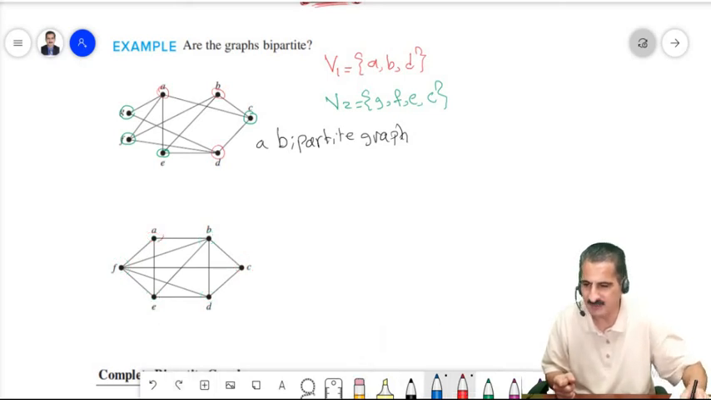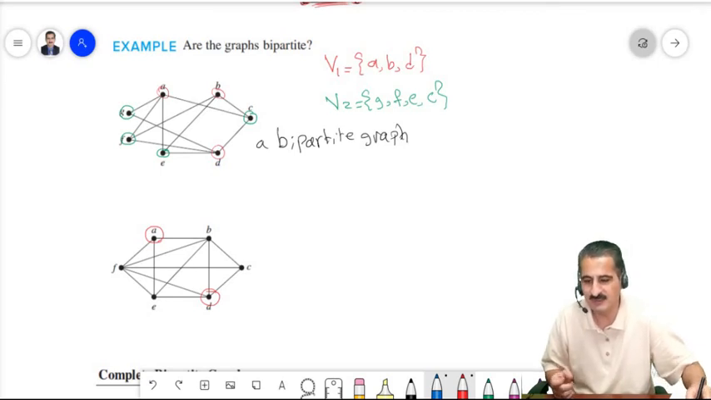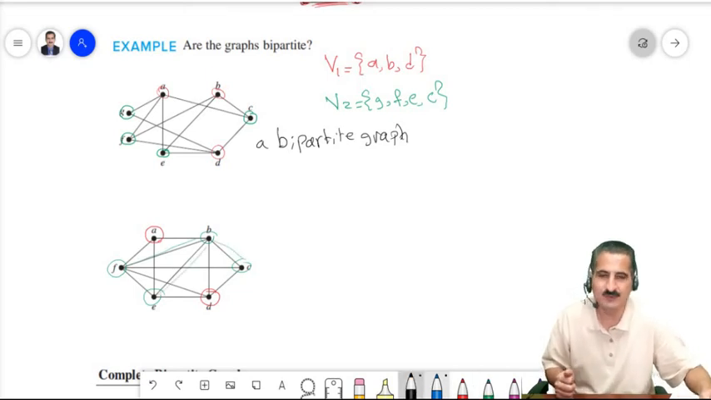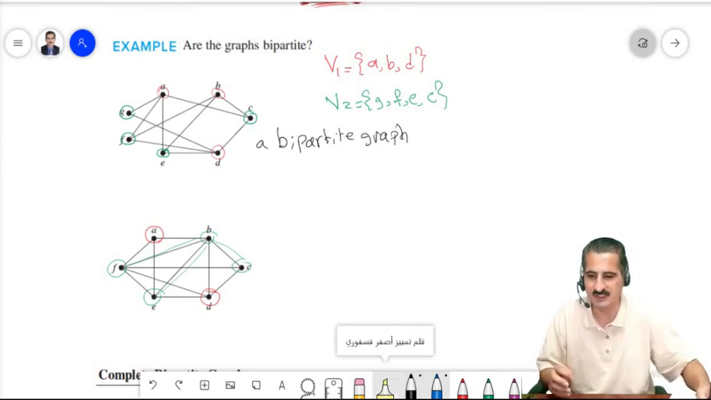Like, okay, I choose A, another vertex which is not connected to it is D. I cannot choose any other vertex. I cannot choose B, E, or F because they are connected to A. I cannot choose C because it is connected to D. So this is my first set. So the other set has to be this thing. And again, there are too many edges connecting vertices of the same color. So we could not separate the vertices into two such sets so that this graph is bipartite.